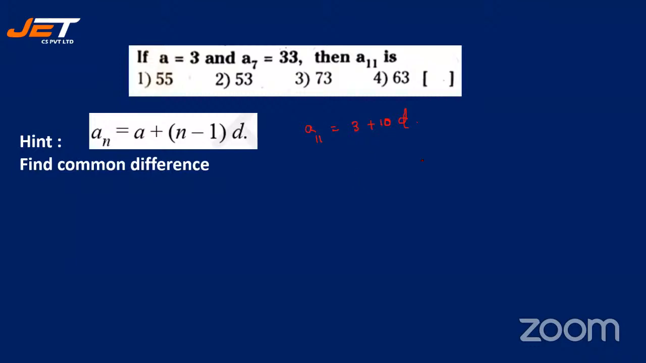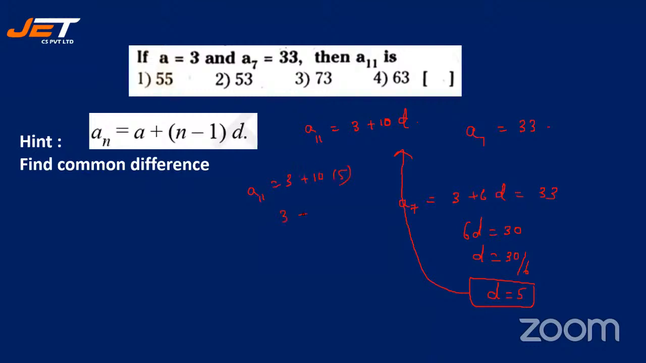All right. But he has given A7 as 33. So what is A7? A7 is nothing but A plus n minus 1, which is 6 into d, equals 33. So 6d is 33 minus 3, which is 30. So d is 30 by 6, which means d is 5. All right, now just substitute in this. What is A11? 3 plus 10 into 5. So 3 plus 50, which is 53.